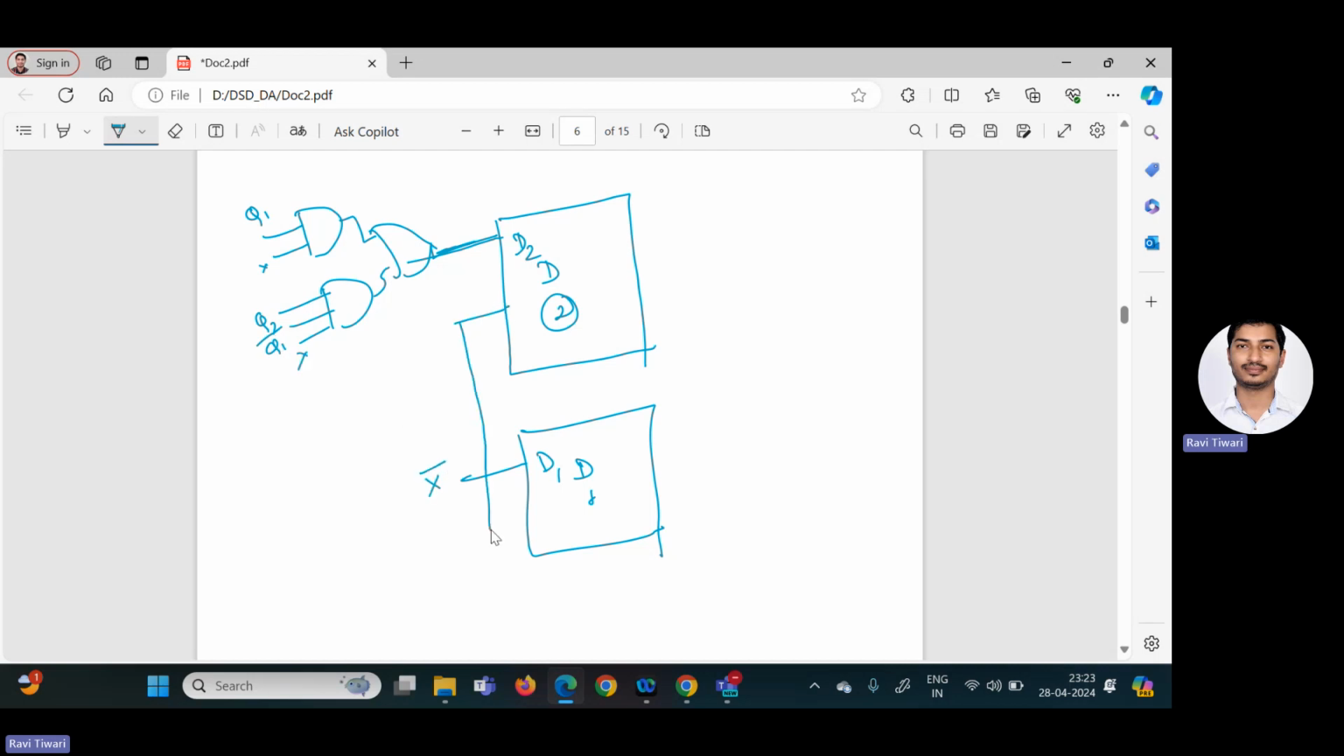Along with that, we have to give the same clock to all the flip-flops. And from here, you will get the Q2, and from here, you will get the Q1. And that value you need to connect to one AND gate like this. And here you have to connect the value of X, and this will be the Z. So this is the complete diagram. Along with this, you can also draw Q2 bar and Q1 bar. So this is the Mealy machine for the sequence 0, 1, 0, 1 with overlapping.